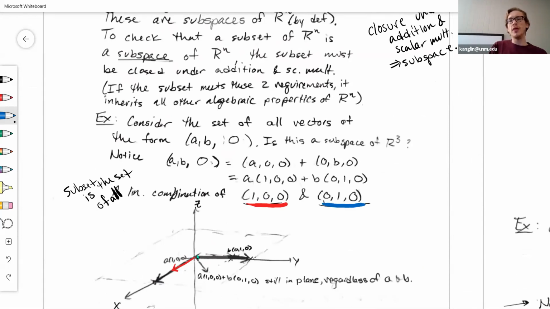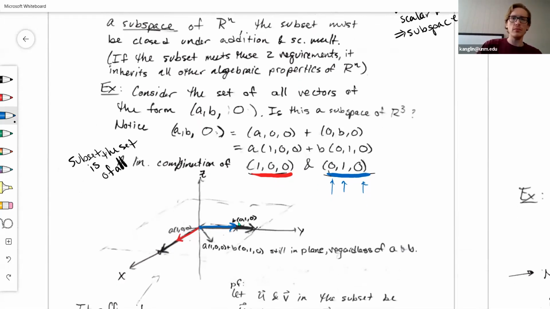0, 1, 0 says go nothing in the x, go 1 unit in the y, and nothing in the z. So from the origin, we go 1 unit in the y, nothing anywhere else. So that blue and red vector I've drawn are the two vectors that anything in our subset is really just a combination of, right? Any other vector in this subset is really just some parts of this red vector plus some parts of this blue vector. The amounts of each are the a and the b that we're seeing, the scalars in that linear combination.